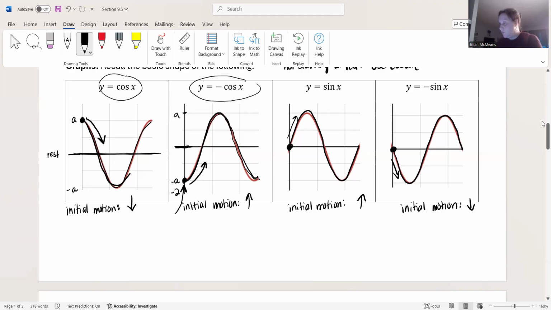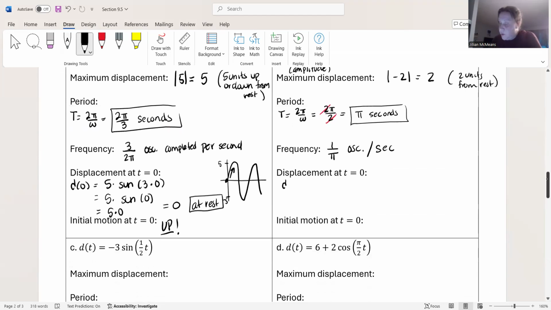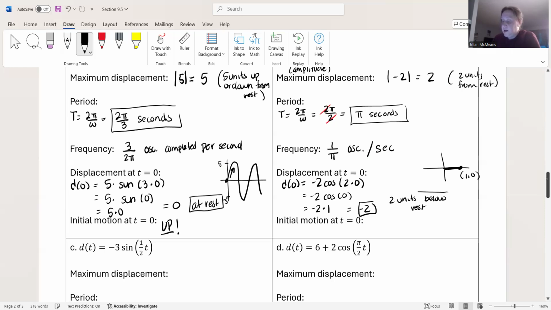Now, if you want to do the algebra, that's fine. You could say, okay, well, what is d of 0? It's going to be -2 times cosine of 2 times 0. Okay. Well, 2 times 0 is just 0. So we get -2 cosine of 0. And kind of envision our unit circle. Here we're at 0 radians. Okay. Well, what point is on the unit circle? It's the point 1, 0. So what is cosine of 0? Well, it's just 1. So we would get -2 times 1, or -2. So we're 2 units below rest at time t equals 0.